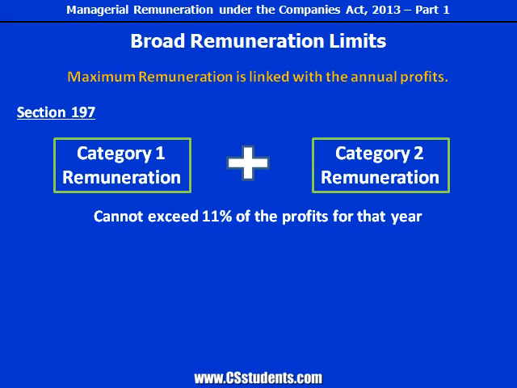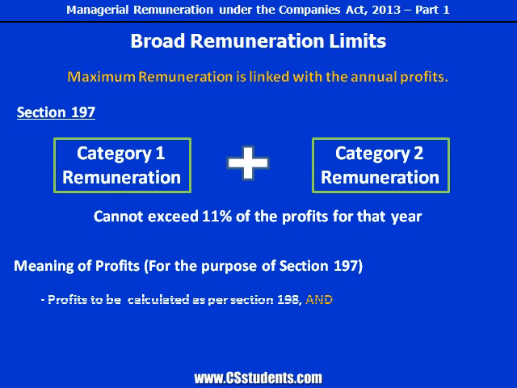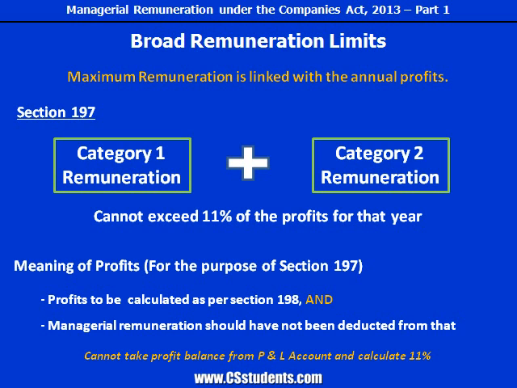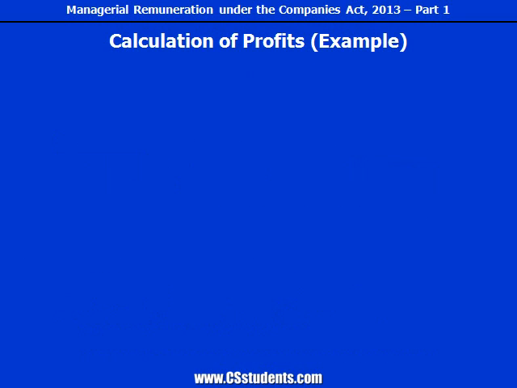Section 197 also says that, for this purpose, profits shall be calculated as per Section 198, and managerial remuneration should not have been deducted from that. Therefore, for the purpose of calculating the remuneration limits, Section 198 provides the method of calculation of profits. You cannot simply take the profit figure from the concerned year's P&L account and apply 11% to calculate the maximum remuneration. If we look at it principally, managerial remuneration is an expense for the company.